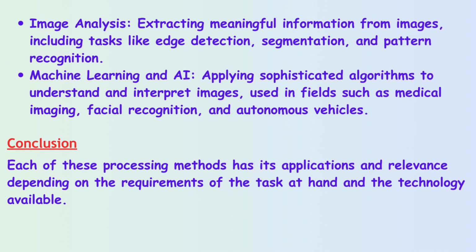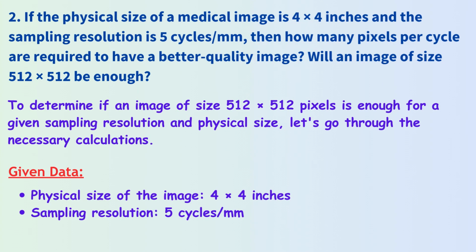The second question is, if the physical size of a medical image is 4 inches and the sampling resolution is 5 cycles per mm, then how many pixels per cycle are required to have a better quality image? Will an image of size 512 be enough?